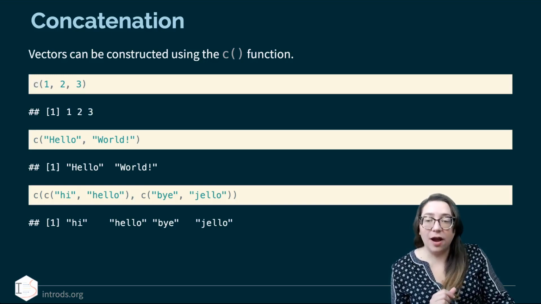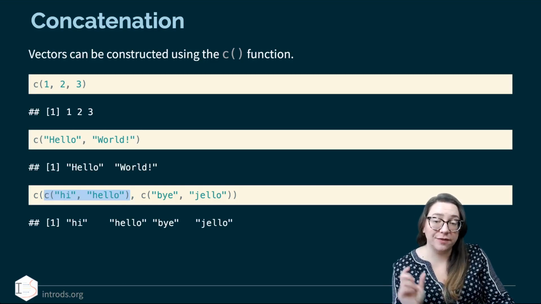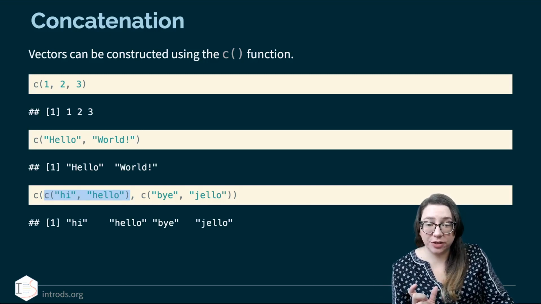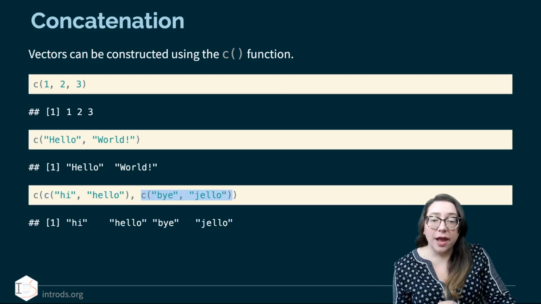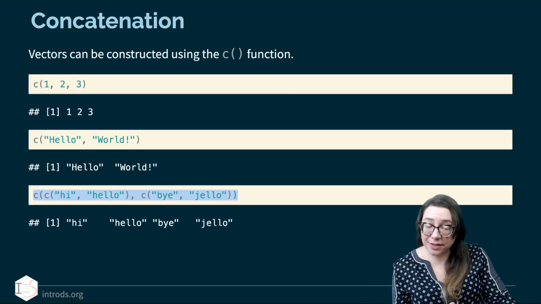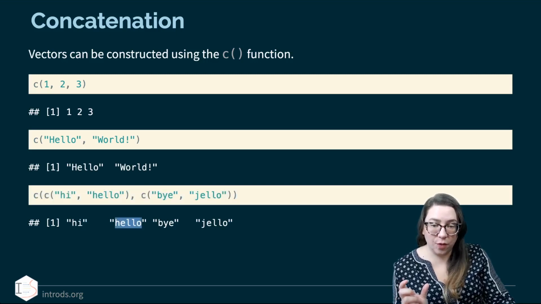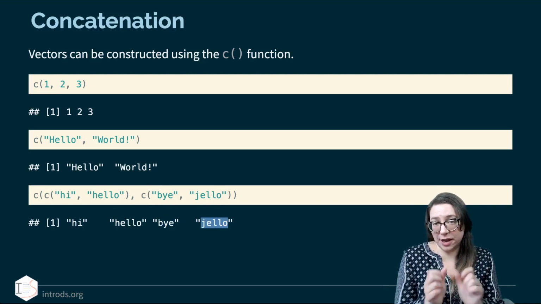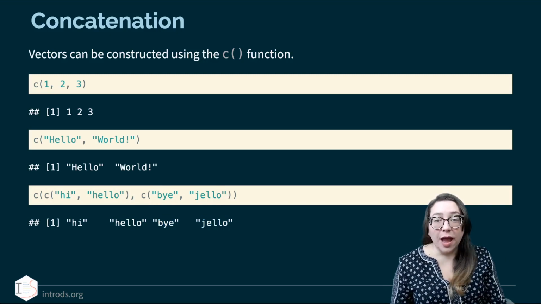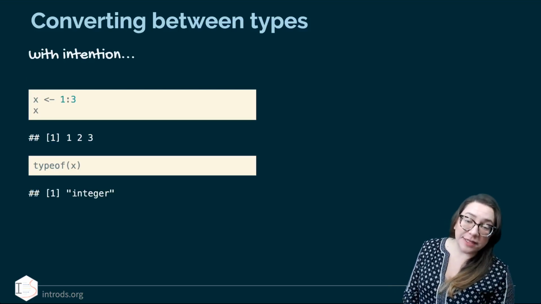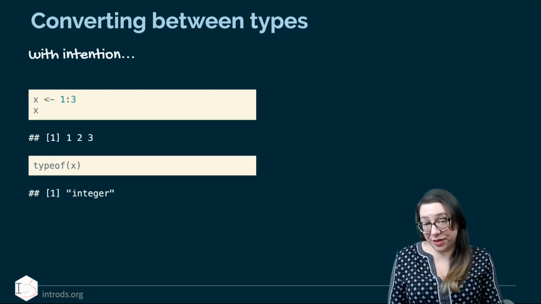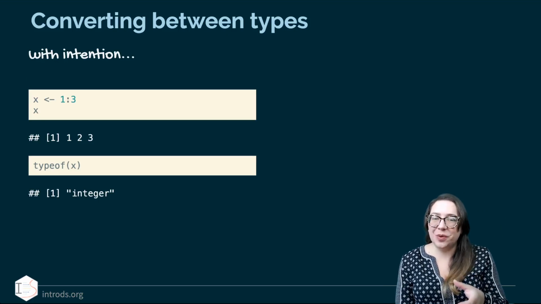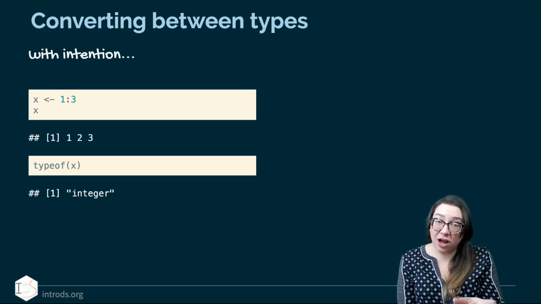I can have character strings in there as well. Or I can have multiple vectors. So here's one vector that has the values hi and hello, and another vector that has the values bye and jello. And I can put them all together, and as a result, I get a vector of length 4 with values that were in the 2 separate smaller vectors that I concatenated together. The reason why we talked about this concatenation is what happens when you put things together in a vector, which is basically what we saw when we had data in a given column in a data frame.